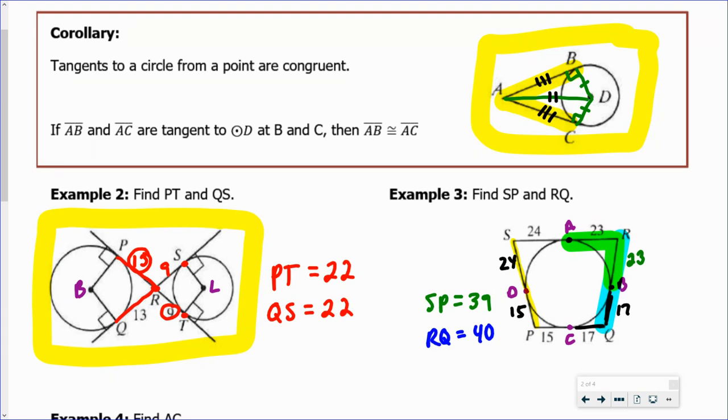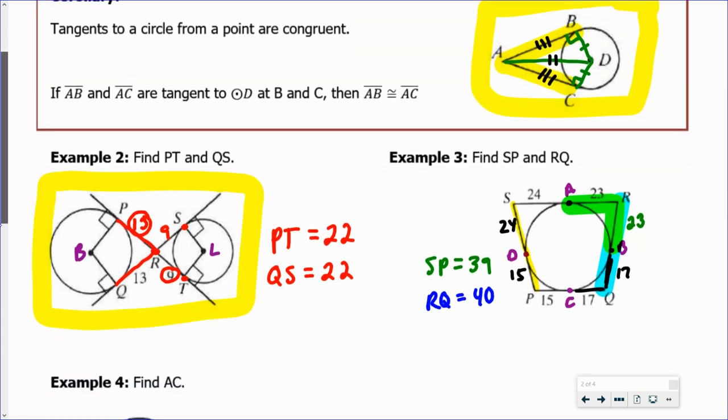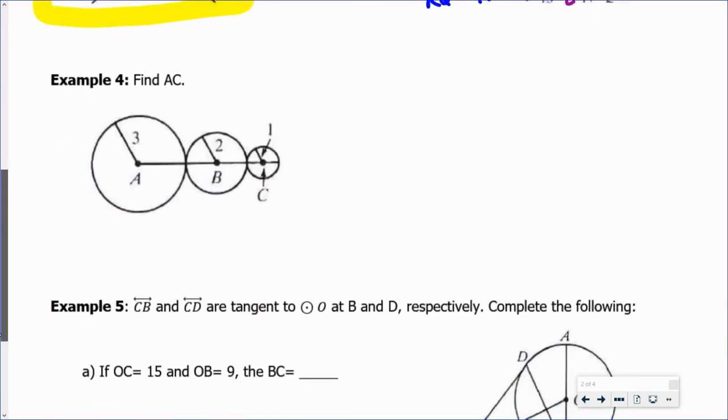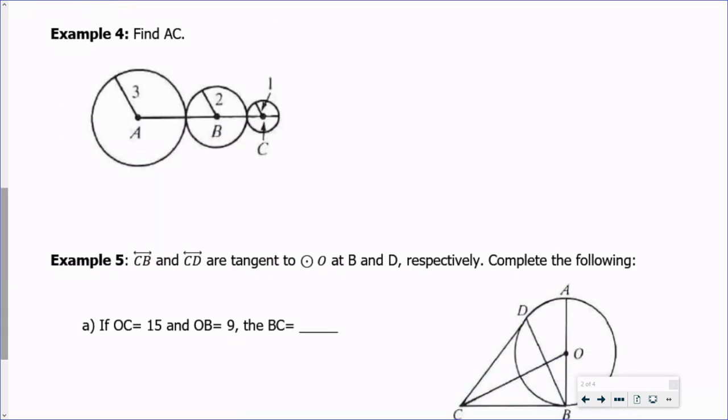I'm going to do a couple more examples, and then I'm going to have you guys try some practice and check your answers on an answer key that I posted.